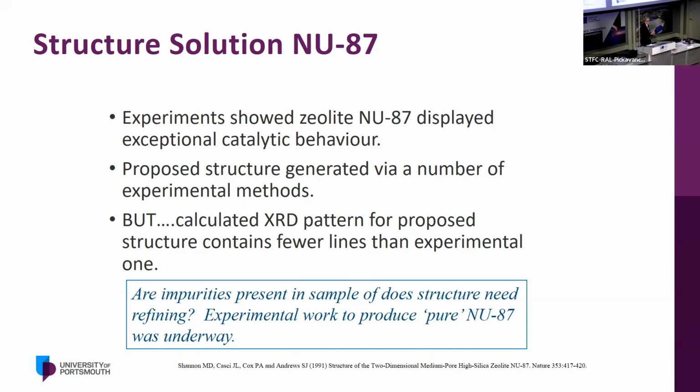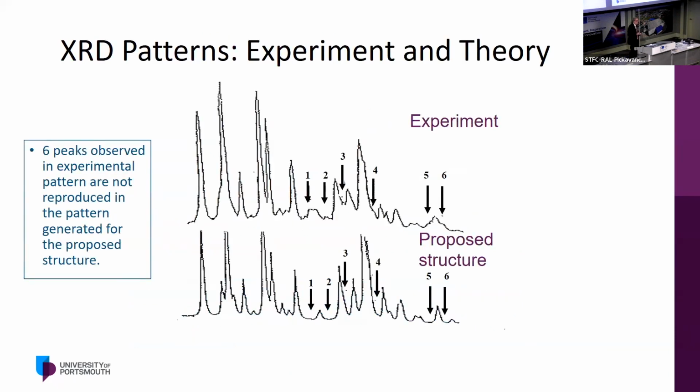They knew that the model was very close to the correct one for NU87, but they knew there was a problem as well, because if they took the calculated X-ray diffraction pattern and compared it with their proposed structure, what they saw were 6 key differences, that you can see there in the experimental structure at the top and the proposed structure at the bottom.